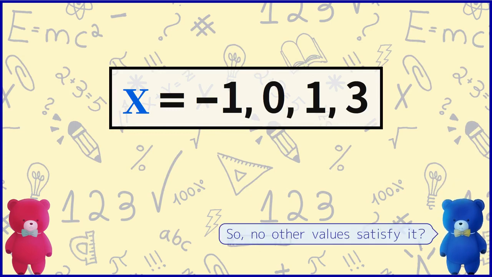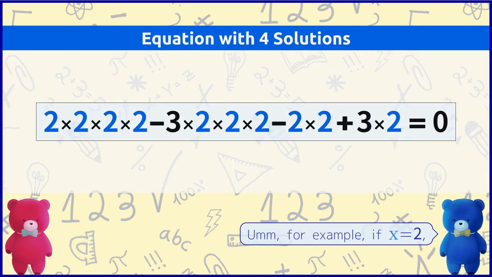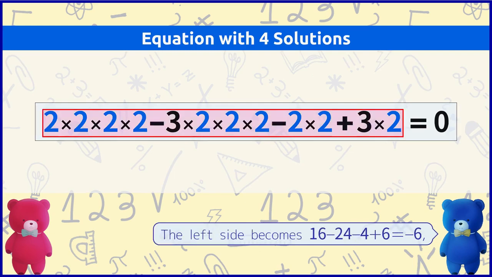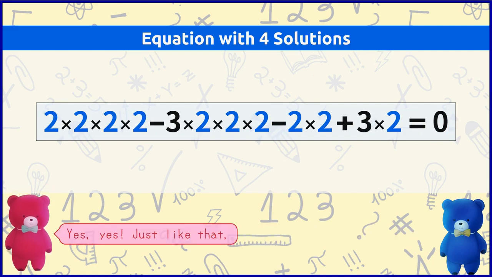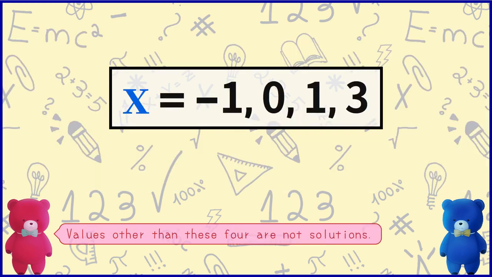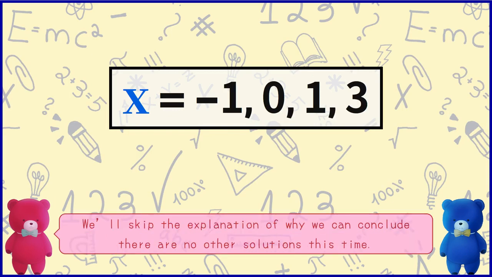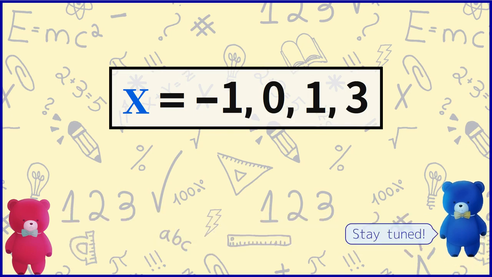So, no other values satisfy it? For example, if x equals 2, the left side becomes 16 minus 24 minus plus equals minus 6. So it doesn't become 0. So x equals 2 is not a solution. Yes. Just like that. Values other than these 4 are not solutions. We'll skip the explanation of why we can conclude there are no other solutions this time. Stay tuned.